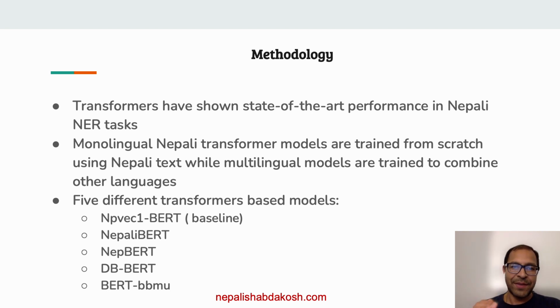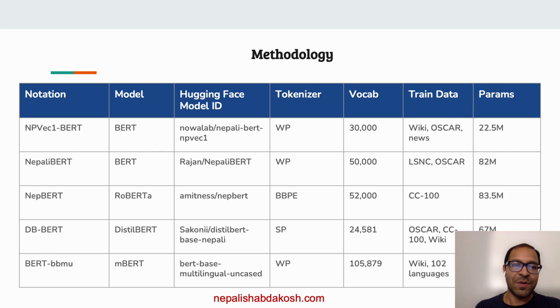The first one, the baseline model, is one of our contributions in previous years. This is the first monolingual Nepali BERT model we have ever created, whereas some others are recent ones that emerged thereafter. The different transformer models and their properties are listed over here. An important thing to note is that all of these models are available in Hugging Face, and the model IDs are provided in this column I highlighted here. You can see different tokenizers, vocabulary sizes, training examples they used, and different parameter sizes as well.